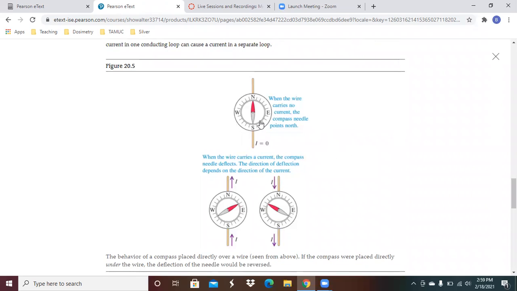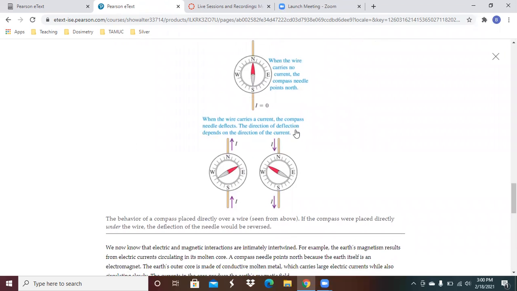When the wire carries no current, the compass needle points north. When the wire carries a current, the compass needle deflects. The direction of deflection depends on the direction of the current. So if the current's going this way, then you can see some deflection here. If it's going that way, then you can see some deflection here.